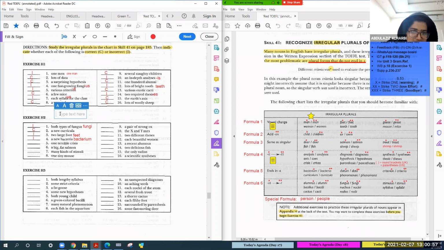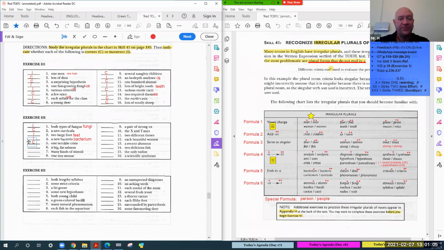One terrible crisis. Crises is incorrect. No, you just lost marks on TOEFL. Look, one terrible crisis, singular, right? Try another one, Abdulaziz. A big fat salmon. That's correct. Good. Do another one. Many kinds of stimuli. Yes, I think it's correct.